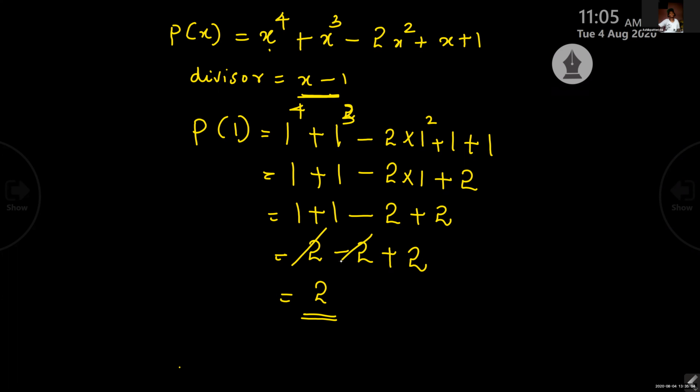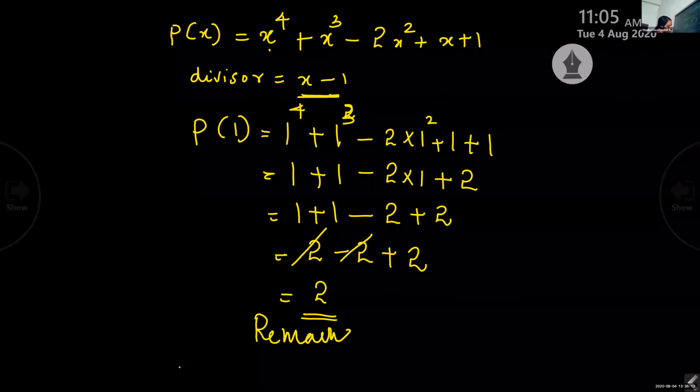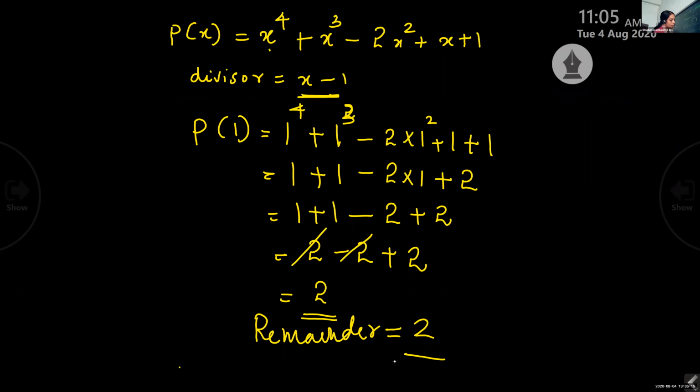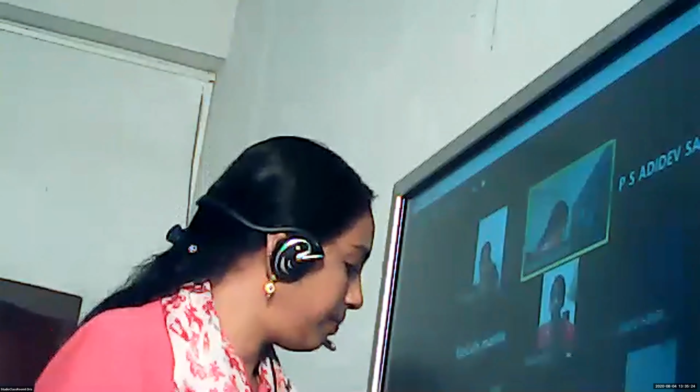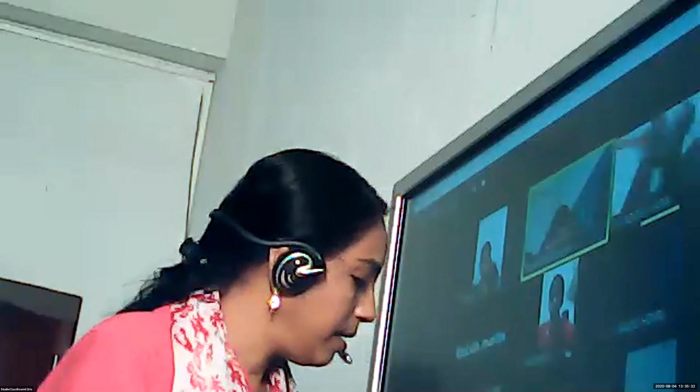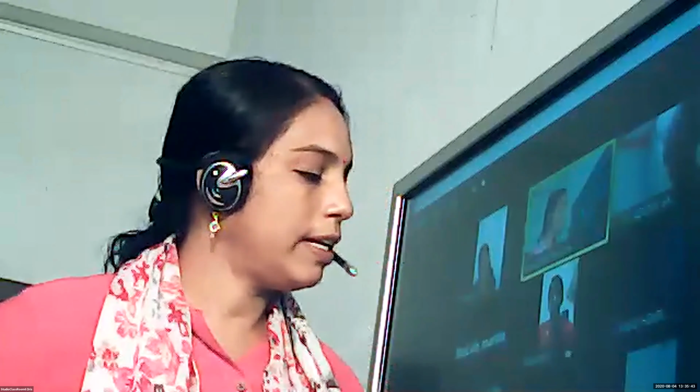This is the remainder. Okay, children? No need of doing the long division method. You found the remainder. Remainder is 2. Now did you understand? Yes, ma'am. So no need of doing the long division method. Just substitute and find out the value.